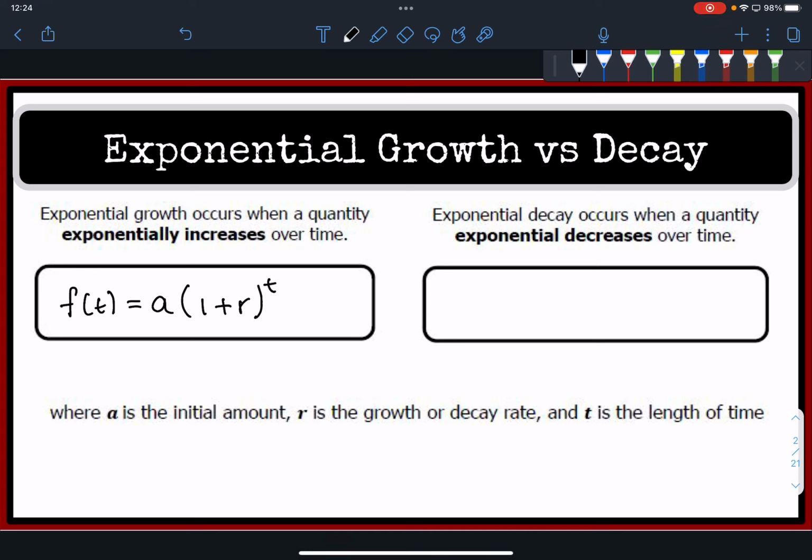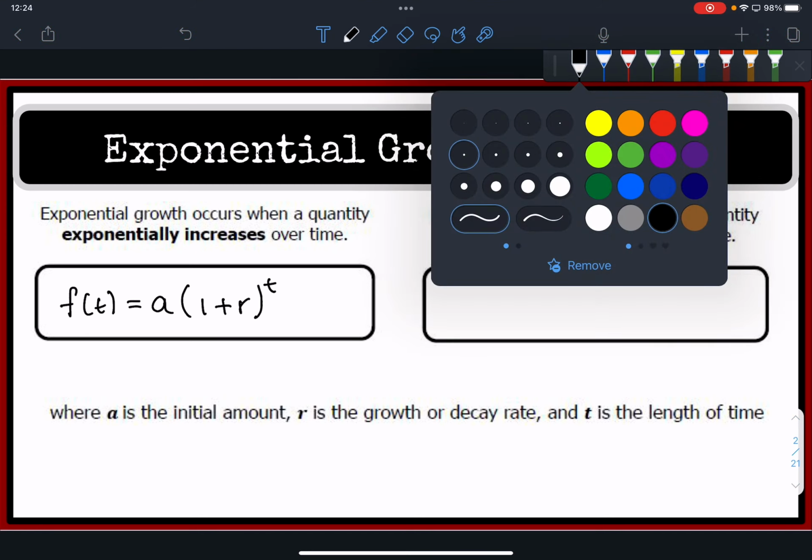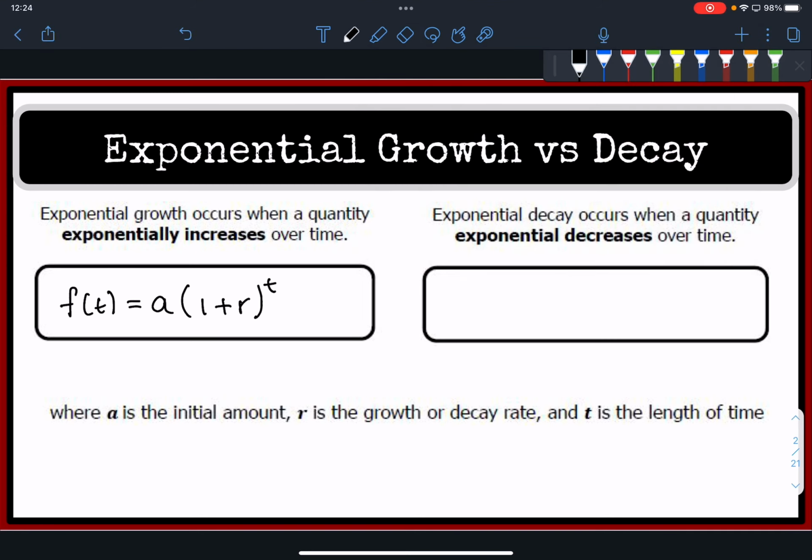The difference between an exponential growth and exponential decay is that for an exponential decay, the function rule would be f of t is equal to a times 1 minus r raised to the t power. So for a growth, you add the rate to 1, and for a decay, you subtract that rate from 1. And this value is being multiplied a t amount of times to this value of a, and this value would be multiplied a t amount of times to this value a for the decay. So let's see how this works.